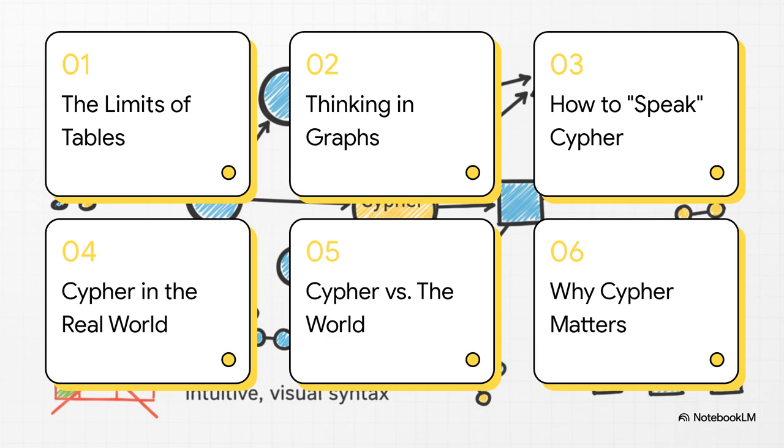So here's how we're going to break this all down. First, we'll look at why the old way of using tables is running out of steam. Then we'll get our heads into the graph mindset and learn the basics of speaking Cypher. After that, we'll see where it's being used in the real world, stack it up against the competition, and wrap up with why this is all such a big deal.